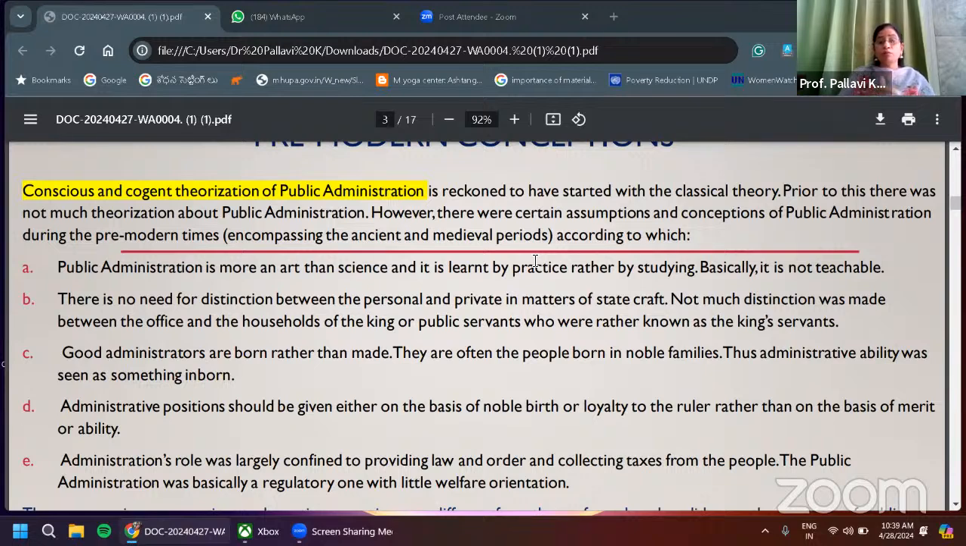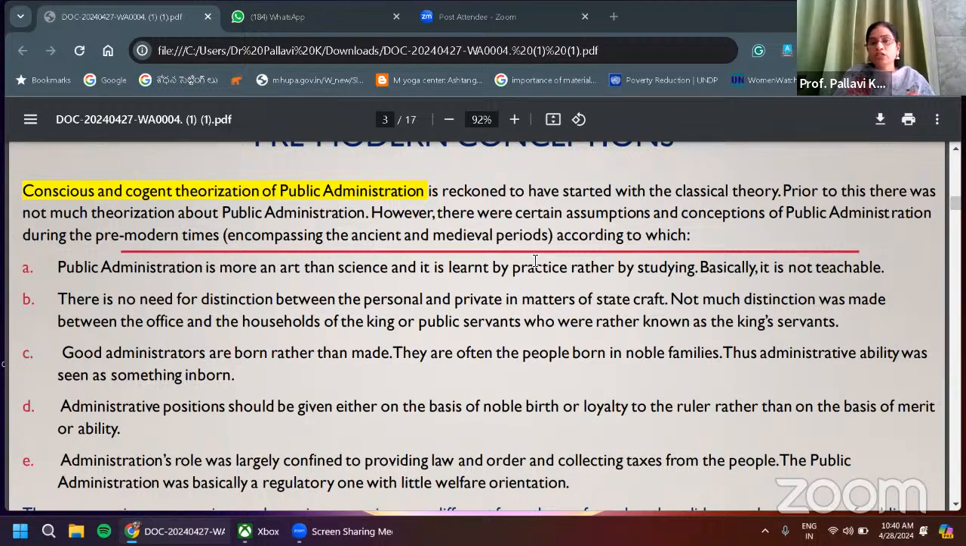And why? Because those people were born in noble families, isn't it? See, all the people in society were not given an opportunity to participate in the administration or to rule. The people who belonged to the elite families only had the right to exercise authority over other people. They only were able to administer the people. So the basic assumption was that administrators are born in noble families.